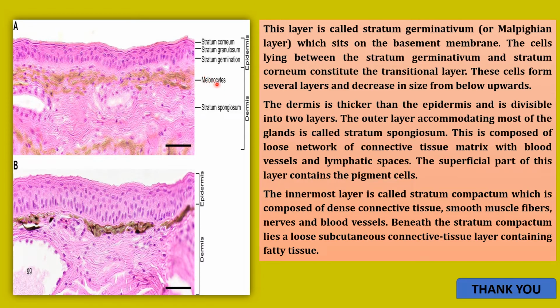See, one thing has been written in the diagram, that is melanocytes. Melanocytes is not any layer. Melanocytes are cells. So forget about that and come here, that is stratum spongiosum. This is the outer layer of dermis. This is composed of a loose network of connective tissue matrix, which means any plasma type of thing, with blood vessels and lymphatic spaces.